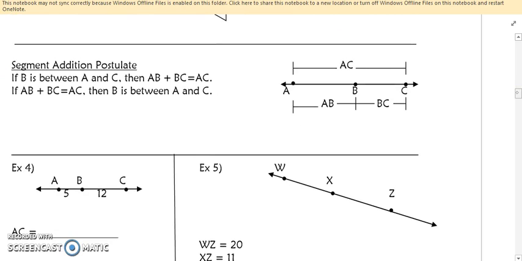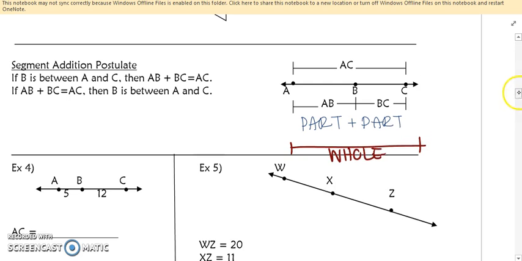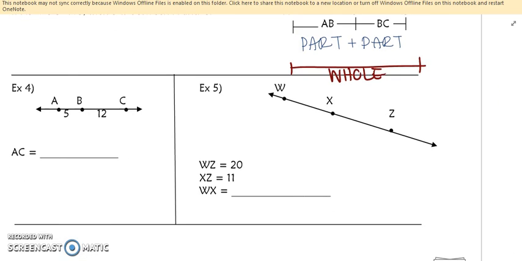Okay, segment addition postulate. Again, we went over this a little bit in our notes. What this means is that part, meaning AB, plus part equals the whole picture. Part plus part equals whole. Okay, let's give this a shot.